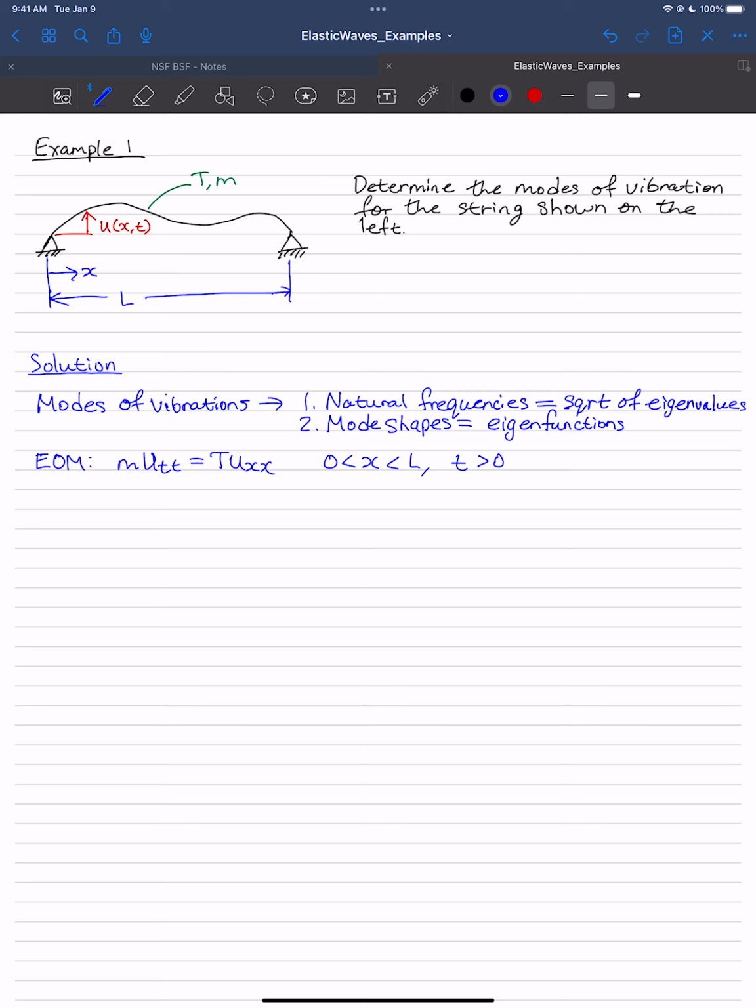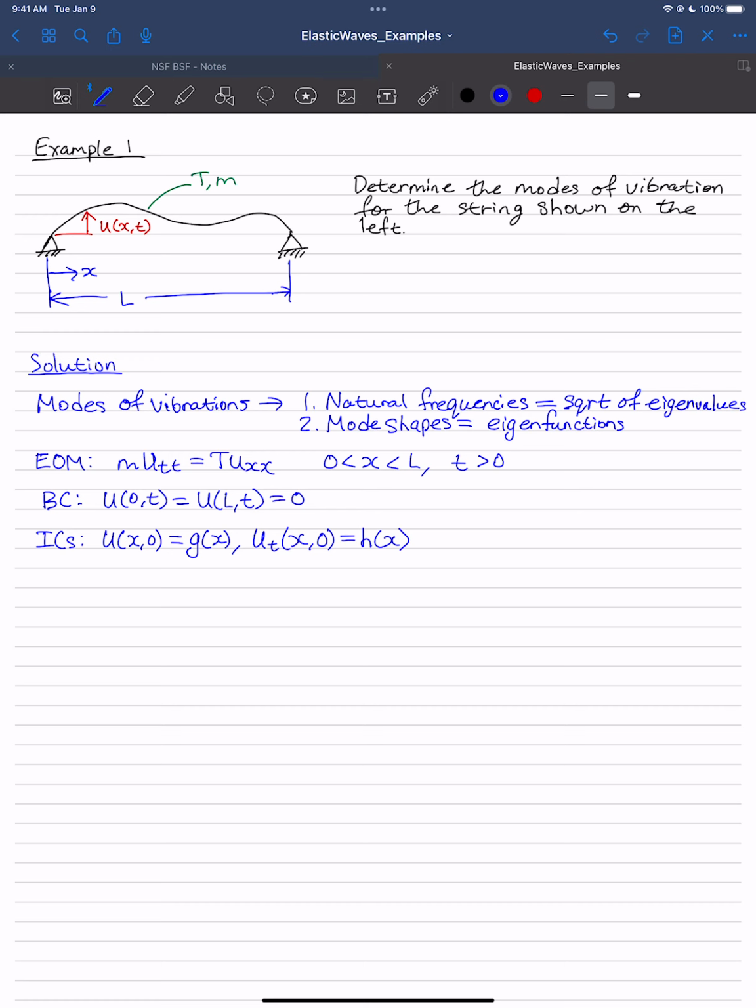At this point we should then also add in the boundary conditions. This is a fixed string, so we'll get u of 0 comma t is equal to u of L comma t, and they're both equal to 0. And then we also need some initial conditions. We'll just use generic ones. We'll say u of x comma 0 is equal to a function g of x, and u sub t of x comma 0 is equal to a function h of x.